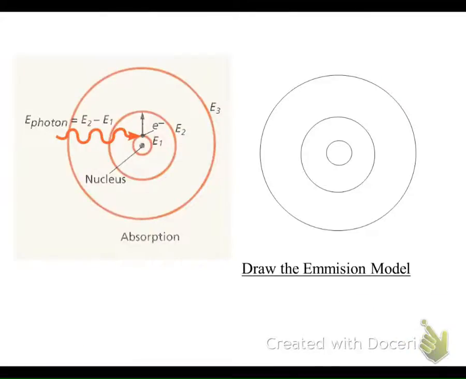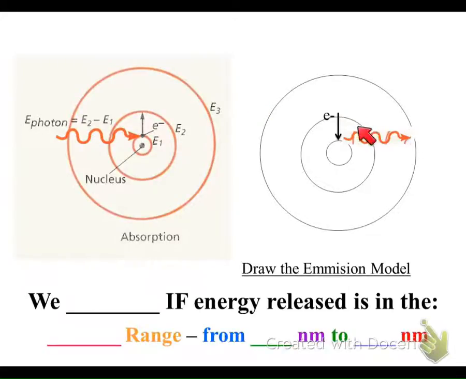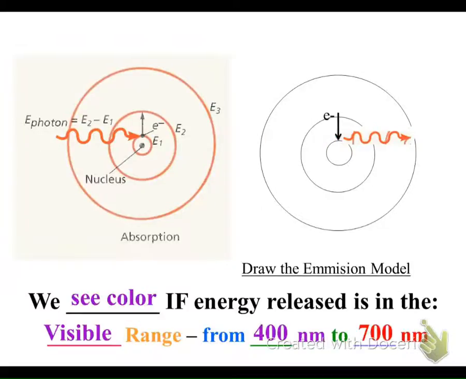So here is just another atom emission model showing all the circles instead of just lines. And so here I'm showing energy being absorbed by the electron. That electron was at the ground state. It's jumping to the excited state. So if I were to draw the emission level, I'm going to start with my electron here. I'm going to show it jumping back down to its ground state, and in that I'm going to show it releasing that wavelength of energy there. If we see color, we know that it is in the visible range of 400 to 700 nanometers.